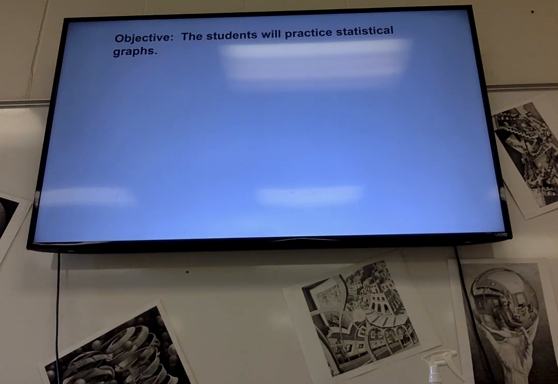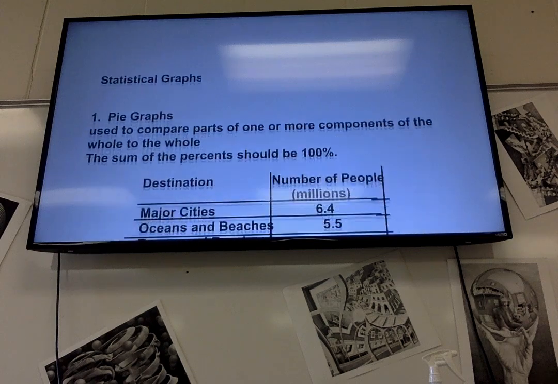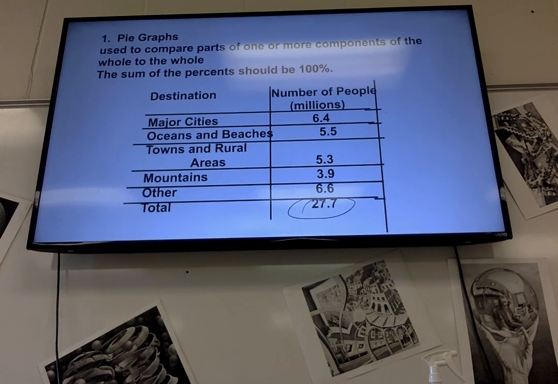Okay, so like I said, statistical graphs. The first one is a pie graph, or a pie chart, or circle graph, they're also called that. You will need this table, because we're going to do some stuff with it. Where it says the sum of the percent should be 100%, it could be 99 or 101 if it was rounding error. That's possible.